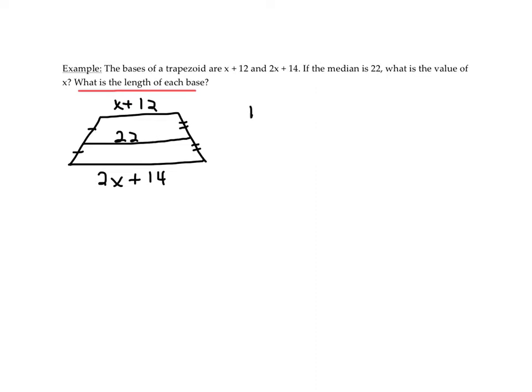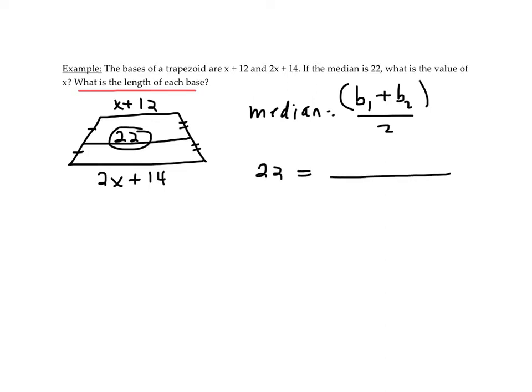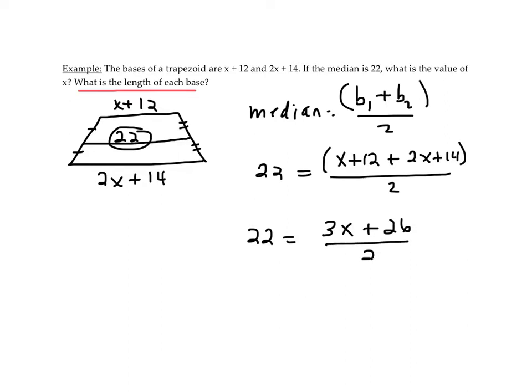Okay, so our formula for median said it's equal to base 1 plus base 2 divided by 2, half the sum of the bases. So let's plug in what we know. 22 is the length of the median, so set 22 equal to. Now let's find the sum of the two bases. We have x plus 12. Our second base is 2x plus 14. We want to divide all this by 2. So 22 equals a total of 3x plus 26, all divided by 2.